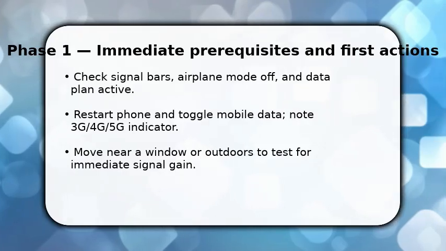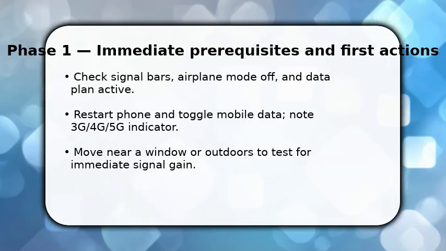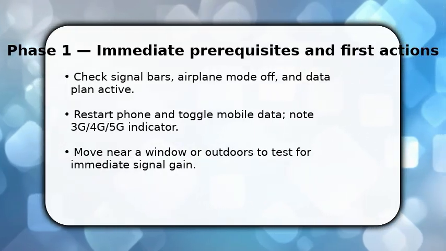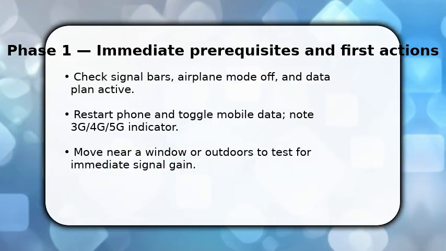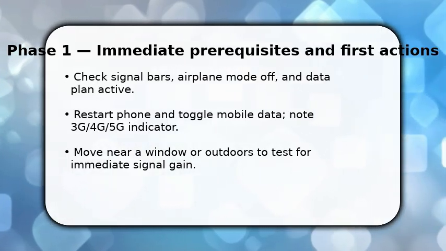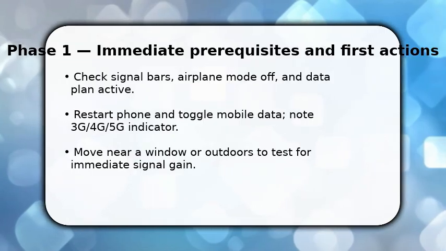You start by confirming essentials. Your plan is active, airplane mode is off, and the phone shows signal bars. Once done, restart the device to clear temporary radio glitches. This alone resolves many slow connection cases.